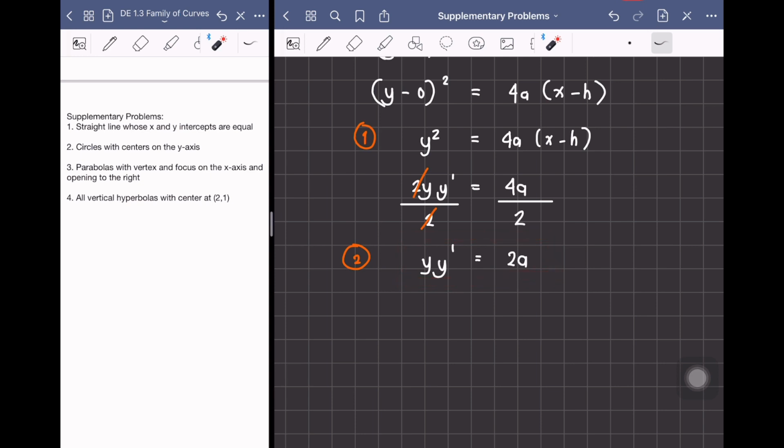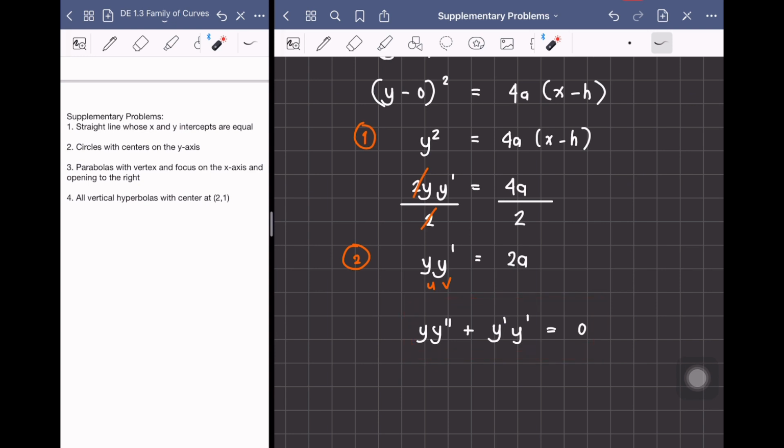And then, conducting second derivative to eliminate the constants. So, ito, we will conduct product rule for the derivative of this. So, let's assign u times v. That would be u, that's y. Derivative of v, derivative of y prime is y double prime, plus v, which is y prime, times the derivative of u, which is y. That would be y prime also. Equivalent to the derivative of 2a, which is an arbitrary constant, that's 0. So, from the second derivative, we are already able to eliminate the two arbitrary constants.